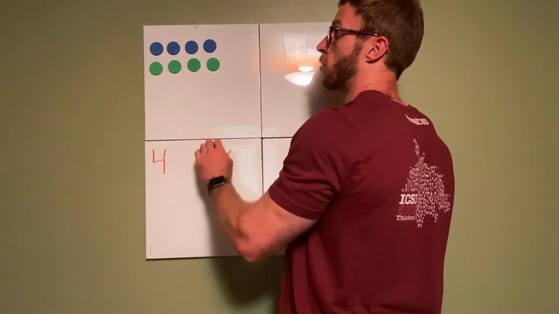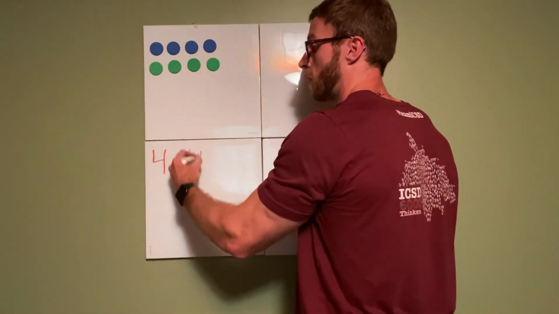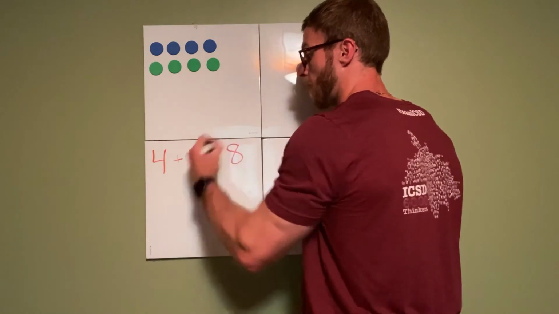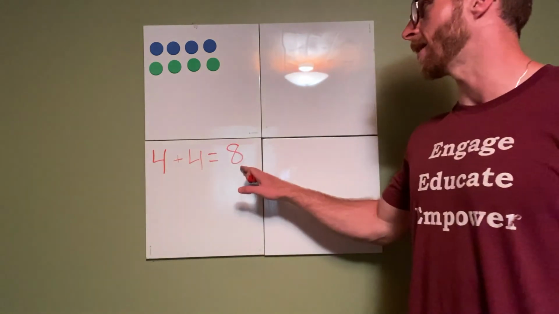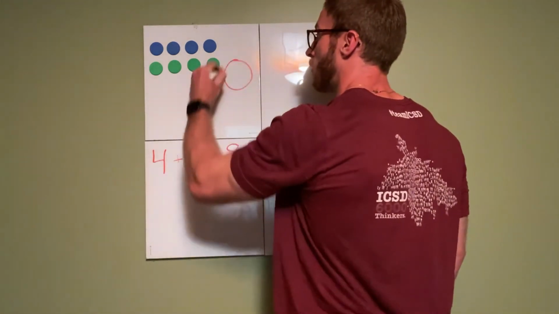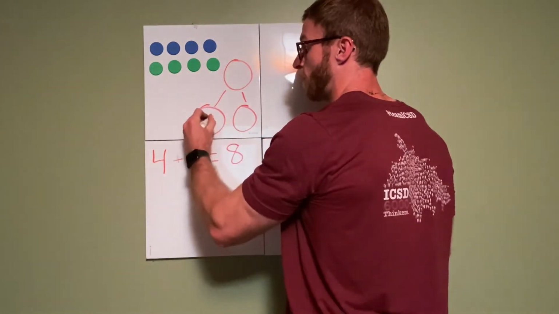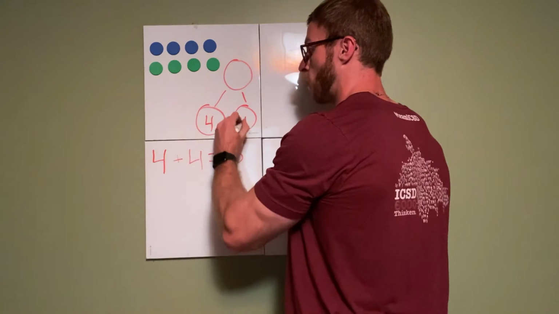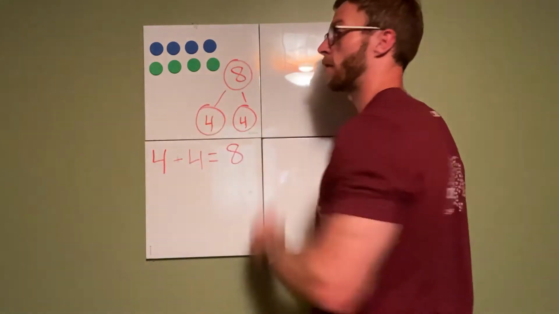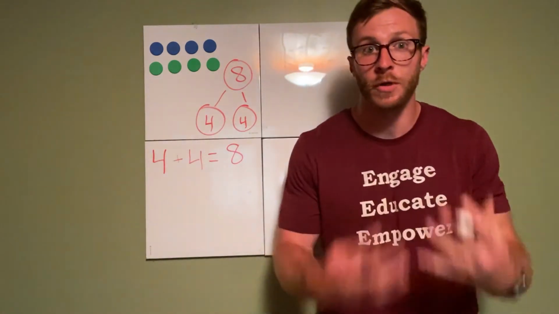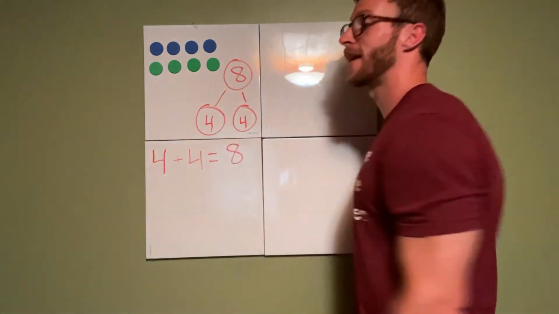So we started with our 4 blue, and then we added our 4 green to get 8. 4 plus 4 equals 8. If we were to show that in a number bond, our 2 parts would be 4 blue circles and 4 green circles to get 8 circles all together. Okay? So what we're doing today is we're going to find all the different ways we can make 8.